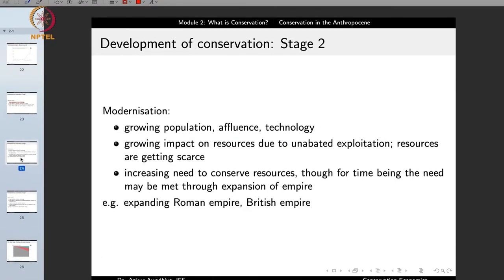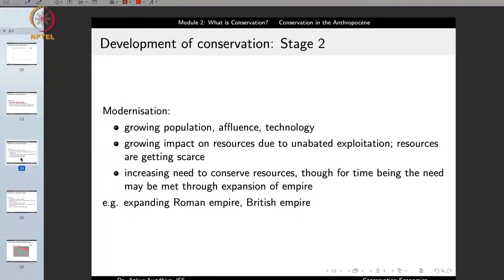Then we moved to stage number two. Now in stage two, we started seeing modernization of the society. With modernization, it actually began with technological improvements. Now if you have better technology, you can have more resources. If you have more resources, you can increase the affluence of people. And if you have more and more people who are more and more affluent, they are protected from diseases, their lifespans are increasing, and at the same time they do not have to work so hard because technology is there to help them out. So in such a situation, the population will also start to rise.